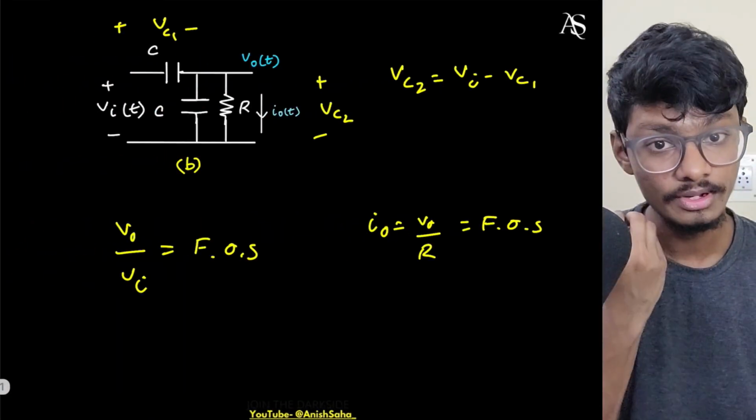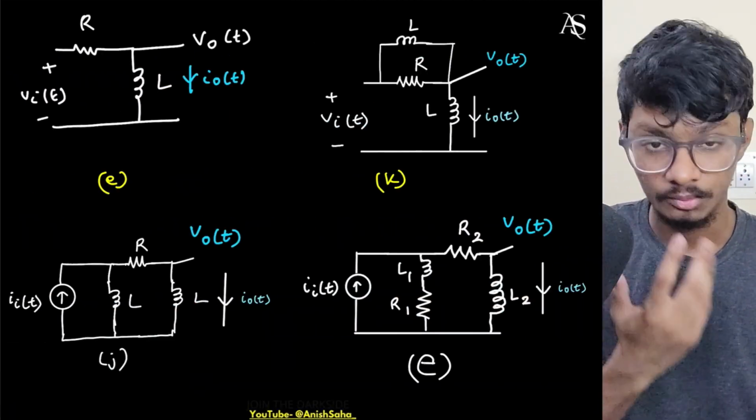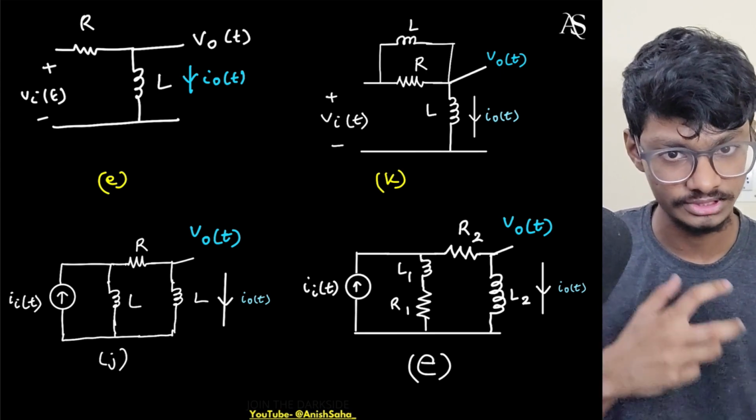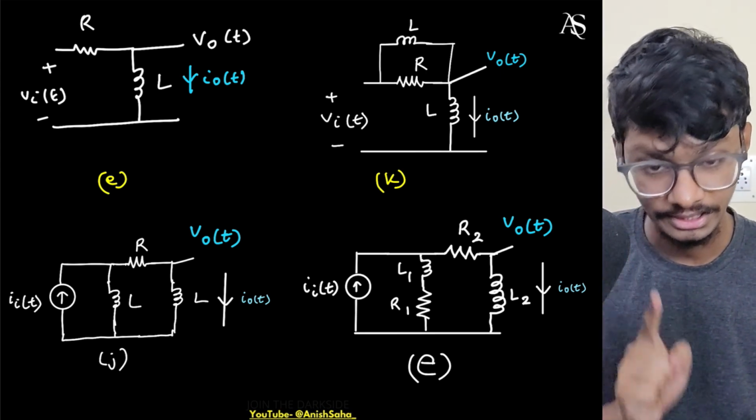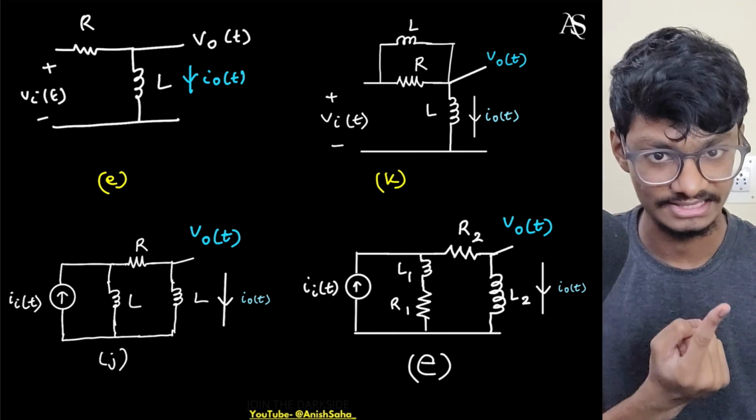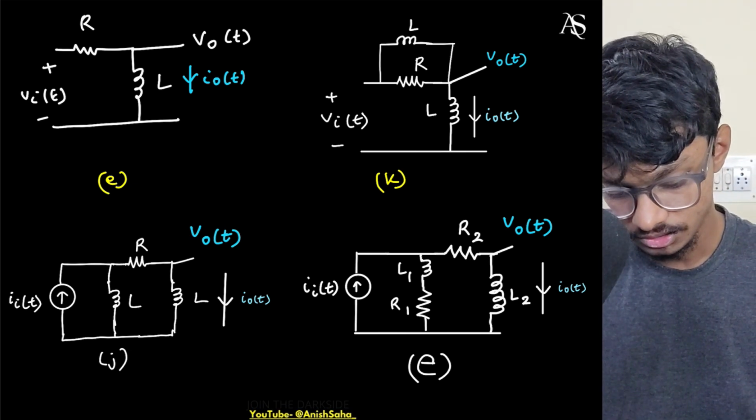Let's now come to the inductor. What happens for an inductor? You can pause the video and use the same method I told you for the inductor as well, just things will change, because for an inductor the Laplace transform is sL, not 1 by sC. So that will be just different.